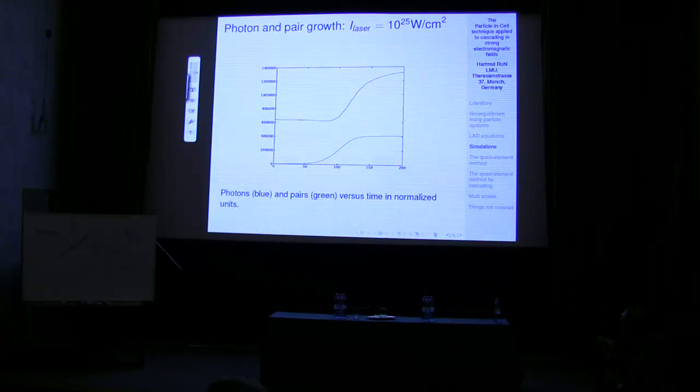So here we have photons as a function of time for a higher intensity. You can see it's the same number of photons. So the photon pulse was the same intensity. All parameters the same as previously, only the laser intensity has increased. And the number of pairs is now almost doubled. Yeah, so it's double the intensity, so we can double the number of pairs.